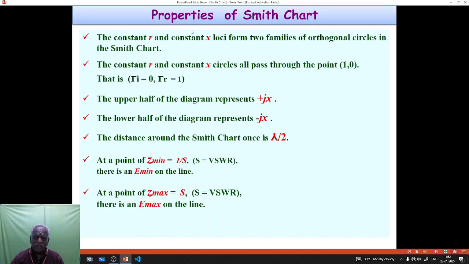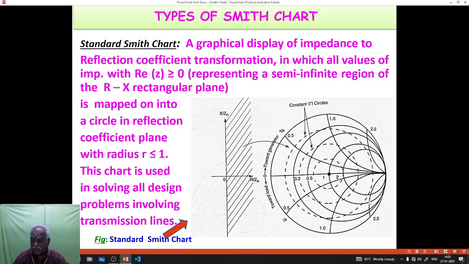Now we are discussing the Smith chart properties. The constant R and constant X loci form two families of orthogonal circles in the Smith chart. That means the two families of circles have a 90-degree difference between them. The constant R and constant X circles all pass through the point (1, 0). That we can see: in the previous slide, all the constant R circles and constant X circles pass through the point (1, 0). This is the point (1, 0).